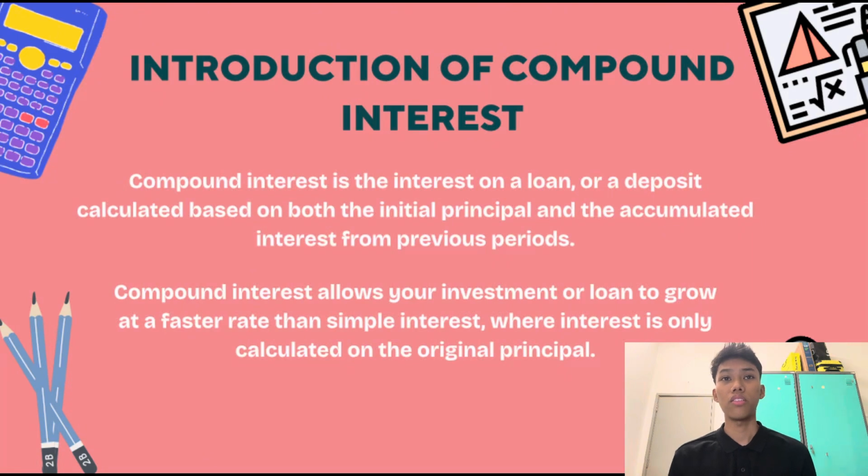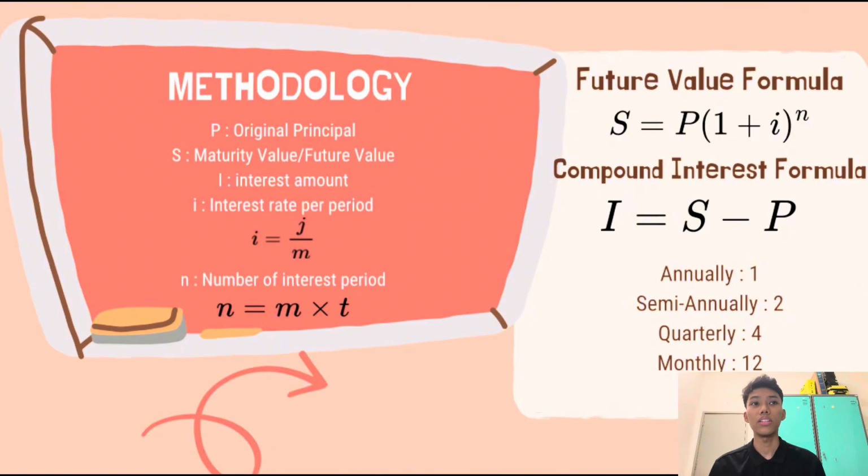So for the introduction, compound interest is the interest on a loan or a deposit calculated based on both the initial principal and the accumulated interest from previous periods. Compound interest allows your investment or loan to grow at a faster rate than simple interest, where interest is only calculated on the original principal. So this is the methodology for compound interest.